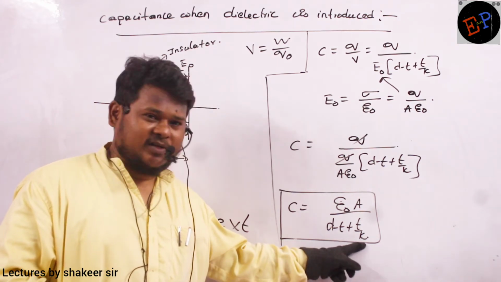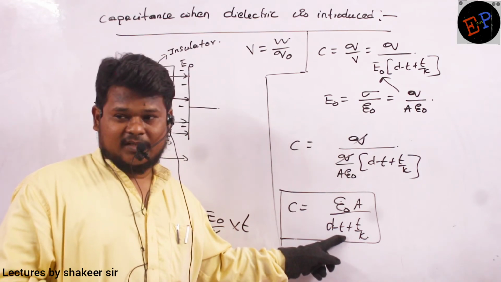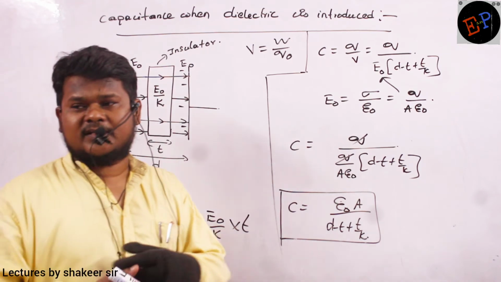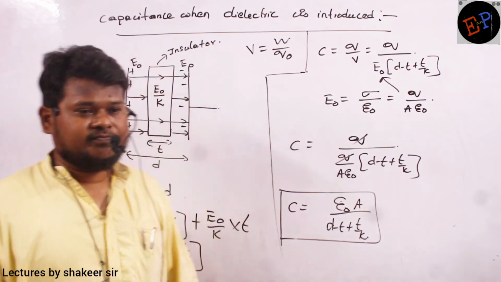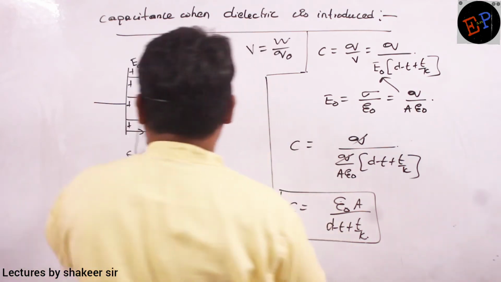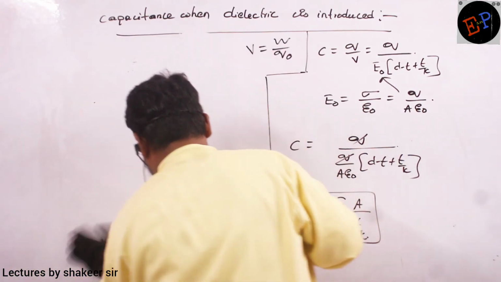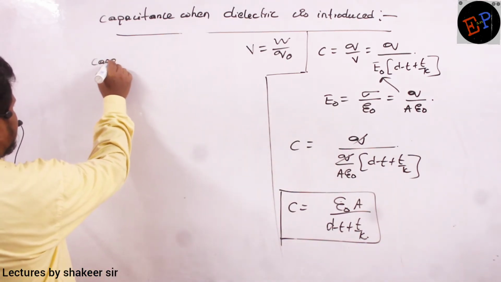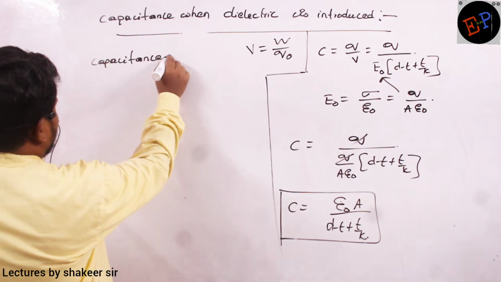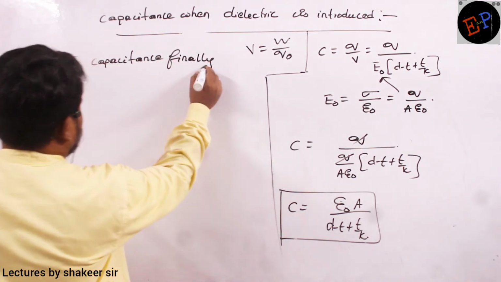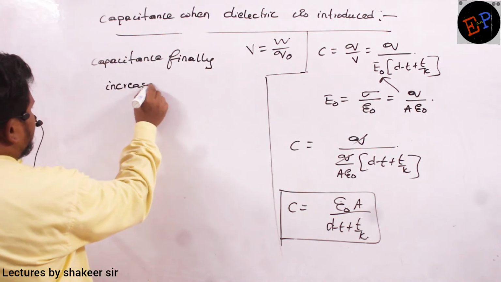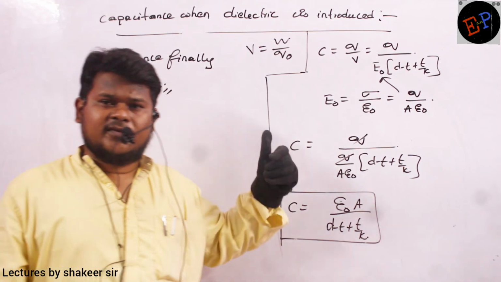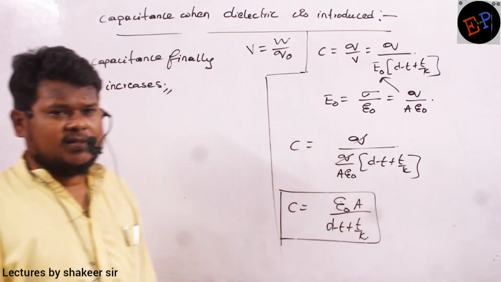This is T by K, a very small value. T is a big value. So we are removing a huge quantity and adding a small quantity. It means total capacitance increases. The denominator has reduced, no? Are you able to understand? Therefore we write capacitance finally increases. So if a conductor is placed, then also capacitance increases. If a dielectric is placed, then also capacitance increases.